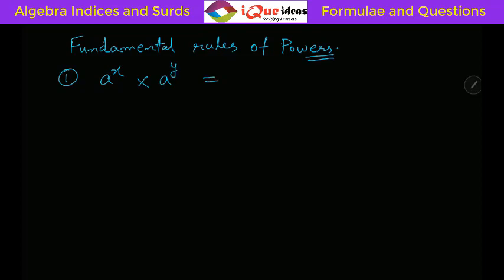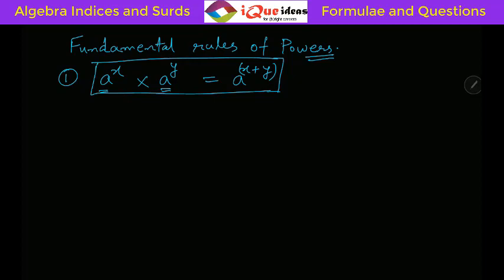This will be equal to, now you see the condition is the base should be same, then only the product can be simplified. And in that case, if the base is same, the base remains same and the powers get added. So a raised to x into a raised to y is equal to a raised to x plus y. So whole power x plus y becomes one single power, a remains the base. Similarly, this rule can be utilized in both the directions, okay?